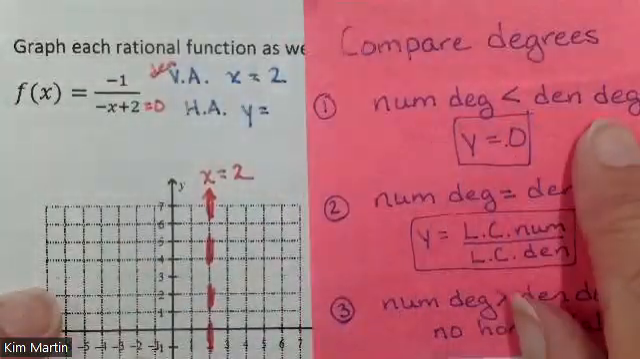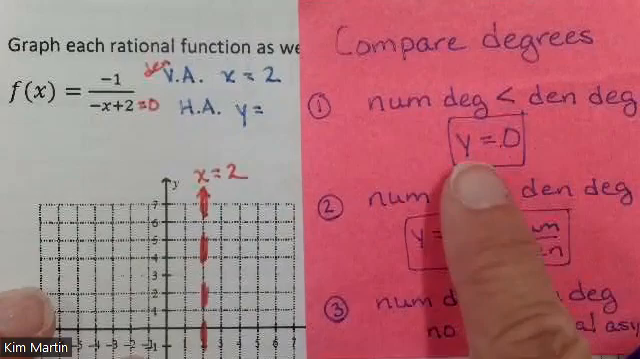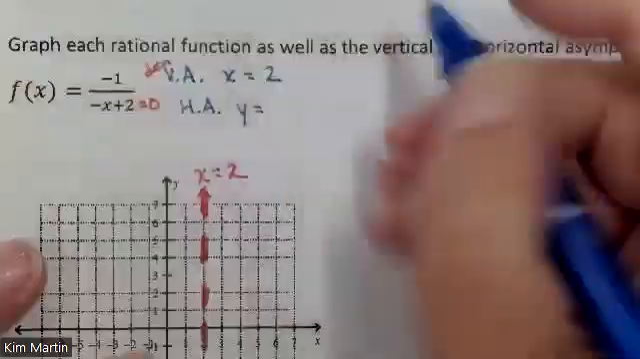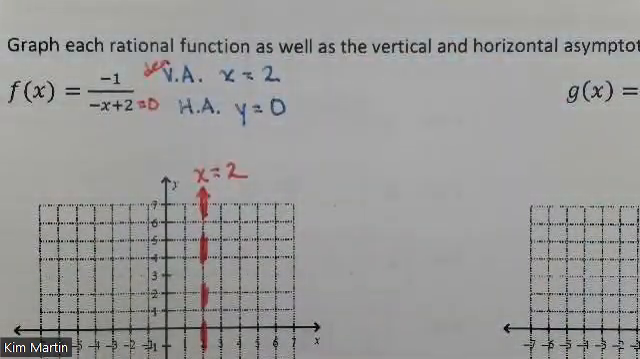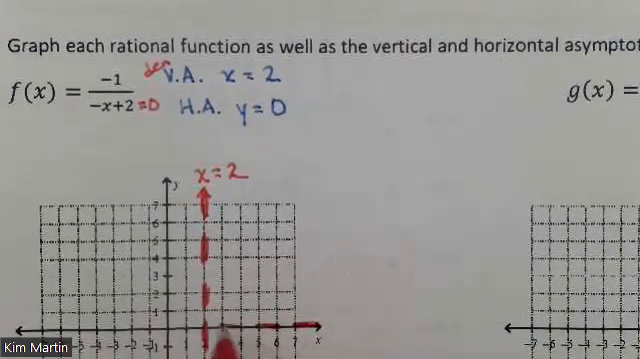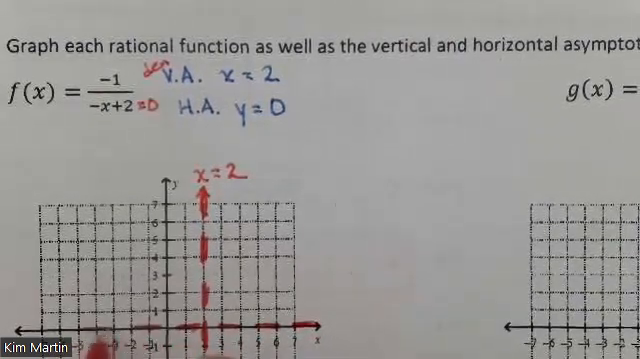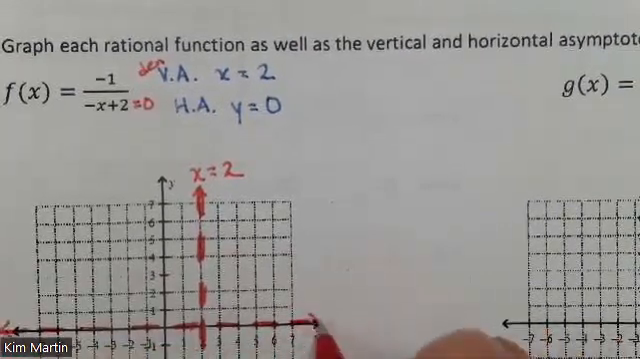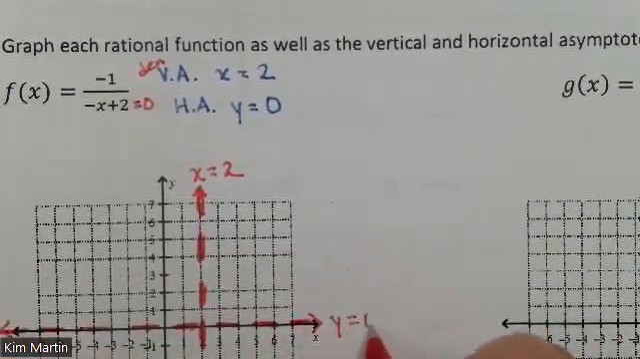Numerator degree is less than denominator degree. Where is my horizontal asymptote? 0. One of those days, I guess I got to just tell you the answers. Thank you for the 2 that have answered. Here is my horizontal asymptote at y equals 0.